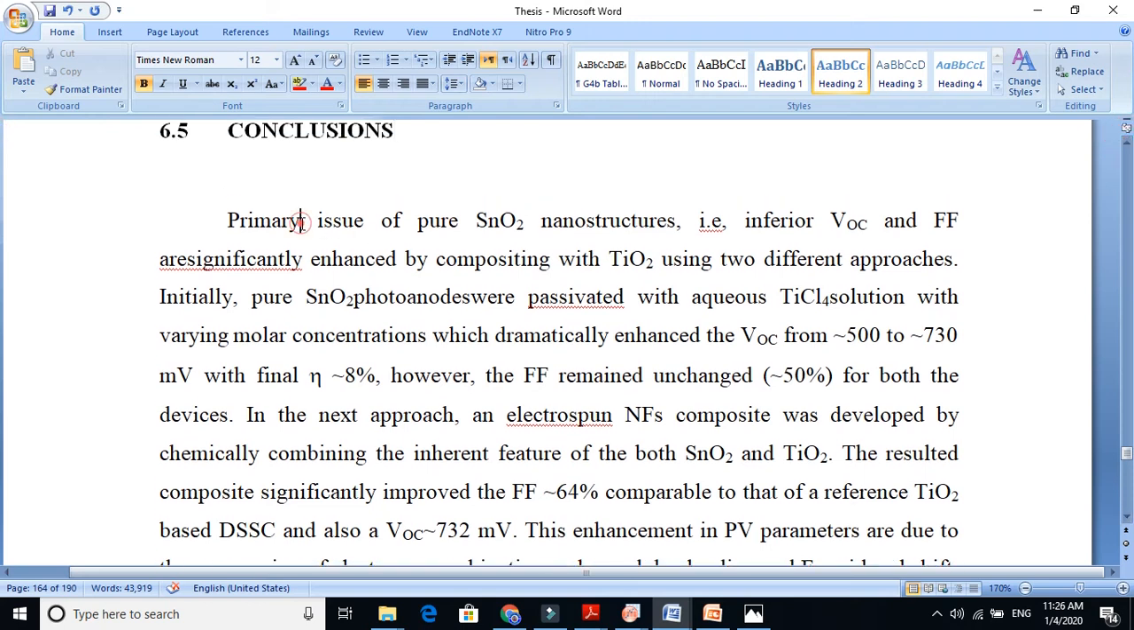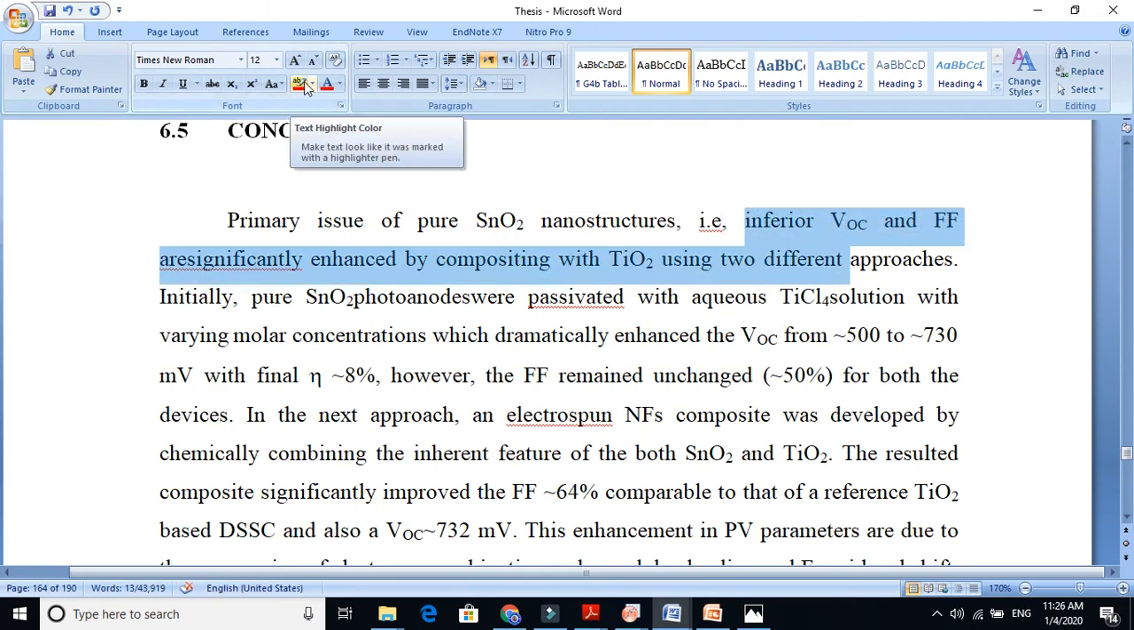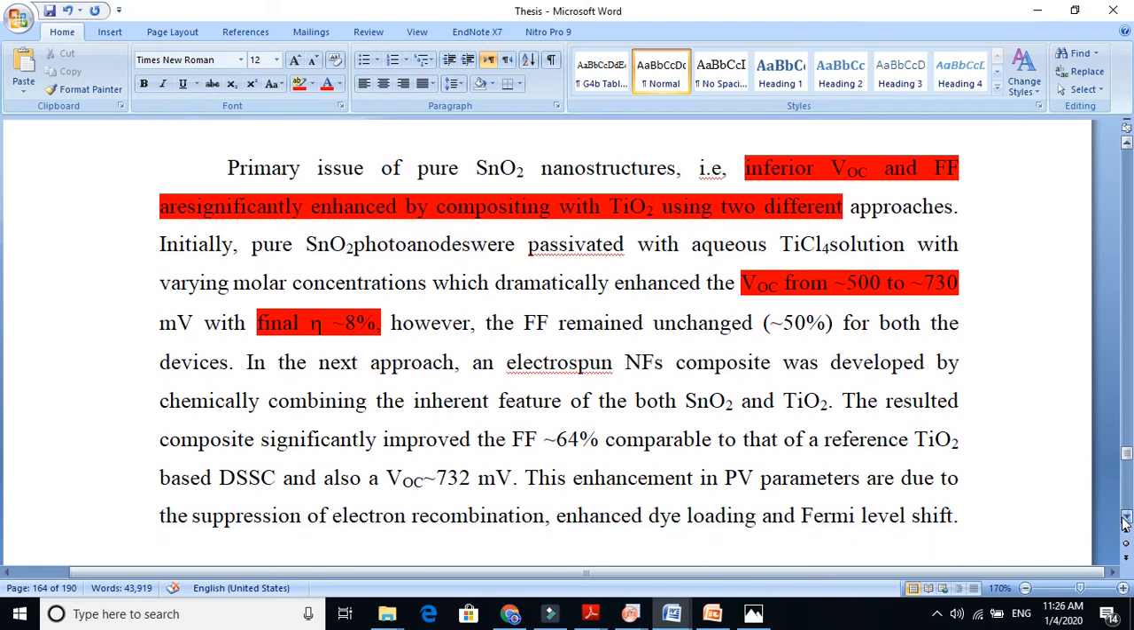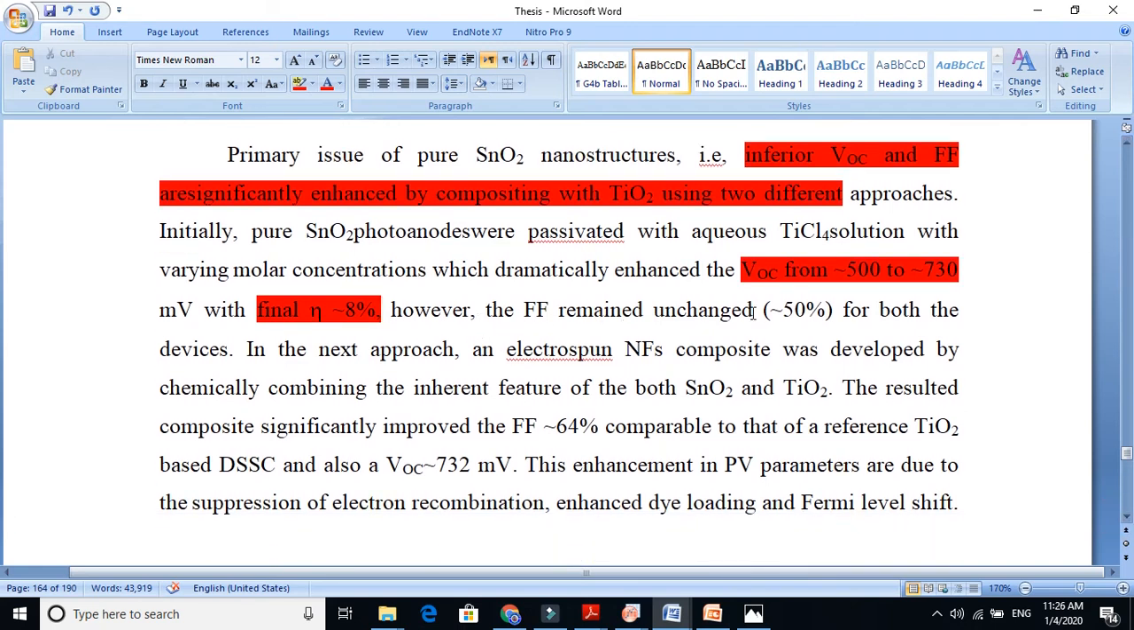It's very lengthy. The primary issue we write is that the primary issue of pure pristine tin oxide nanostructure is inferior photovoltaic VOC and fill factor. You remember, I also explained this in my introduction. And then we make the composite here and we tell the reader that we increased the VOC from 500 to 730. That's very interesting in a conclusion. And we also achieve 8% efficiency, but with pure it was only 4%. And we say, however, the fill factor remained unchanged, we did not increase it for both devices. In the next approach, the electrospinning nanofiber composite was developed, and there we increased the fill factor to 64. This is very interesting.